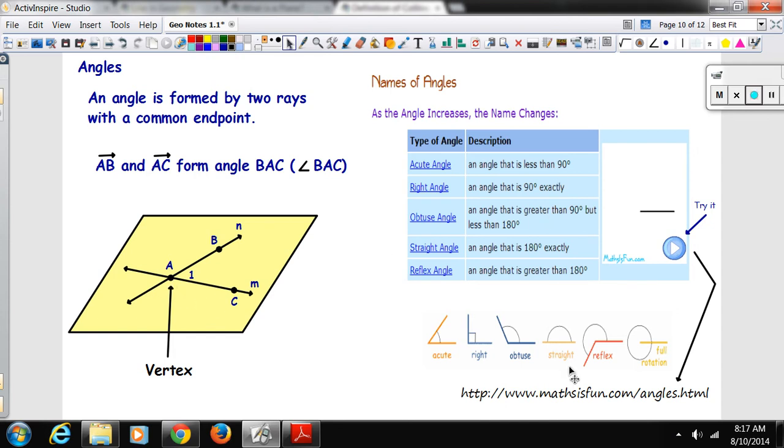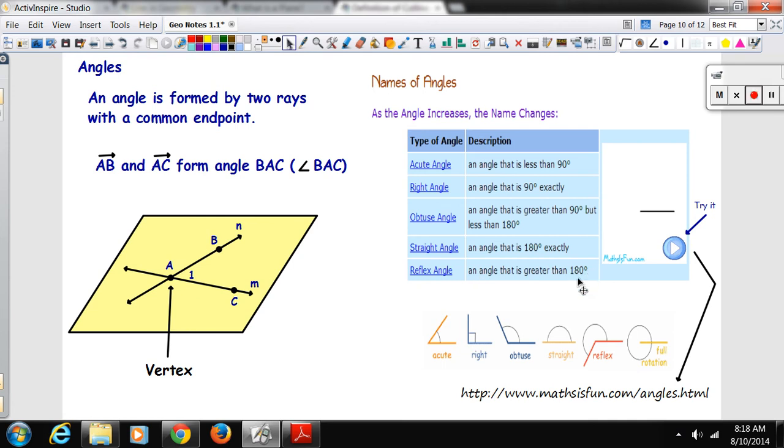Now there's another cool slide on mathisfun.com that shows you about the different kinds of angles. Now I didn't make you write any of those in. We should already know an acute angle is less than 90. A right angle is exactly 90. Obtuse is greater than 90, but it's less than 180. Straight is exactly 180, and then reflex might be a new one for you. A reflex angle is an angle that's greater than 180.